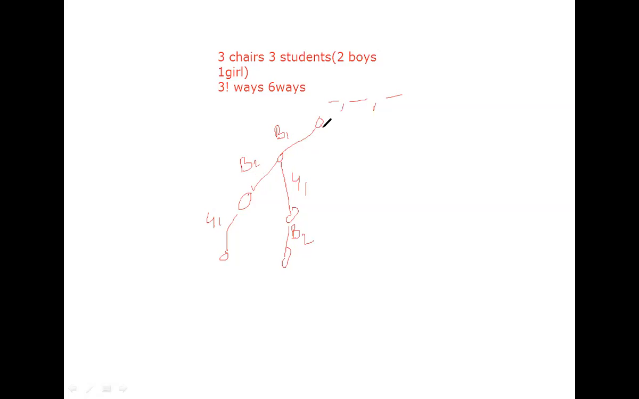Next case: I choose the first person to sit as B2. In this solution I take B2 in the first chair. Then the possibilities are B1 in the second chair and G1 in the third chair, or G1 in the second chair and B1 in the third chair. Clear, students?